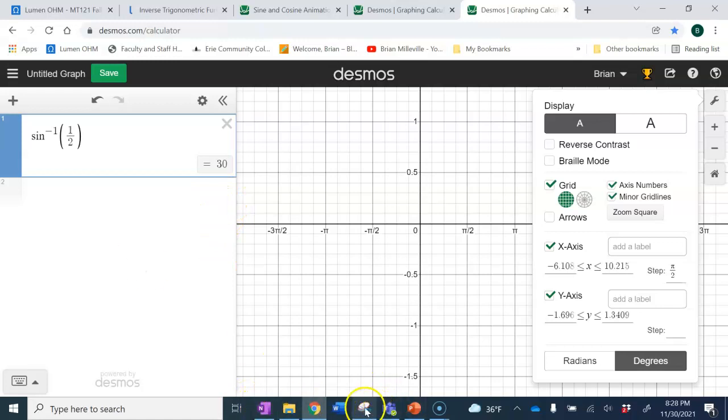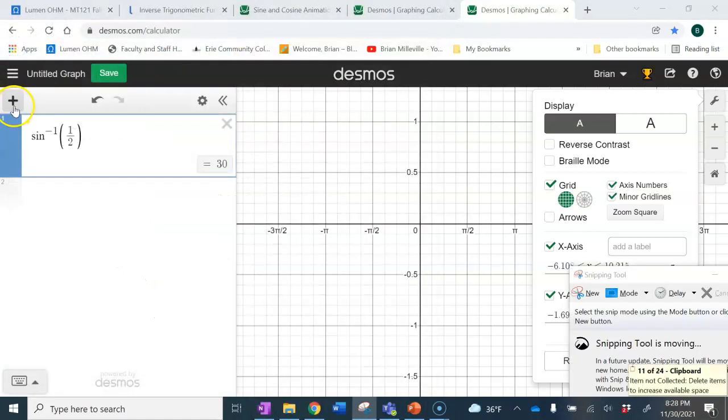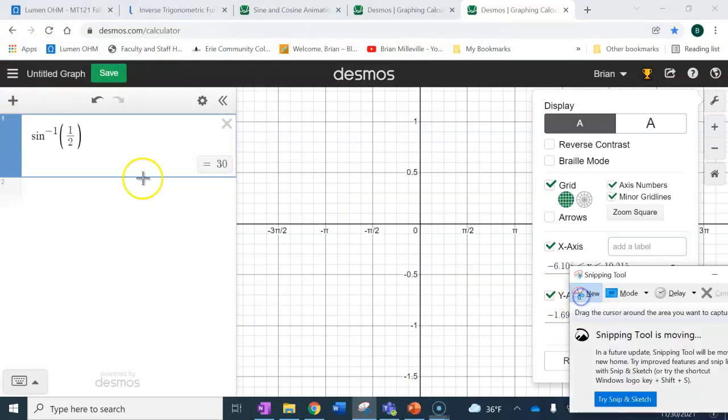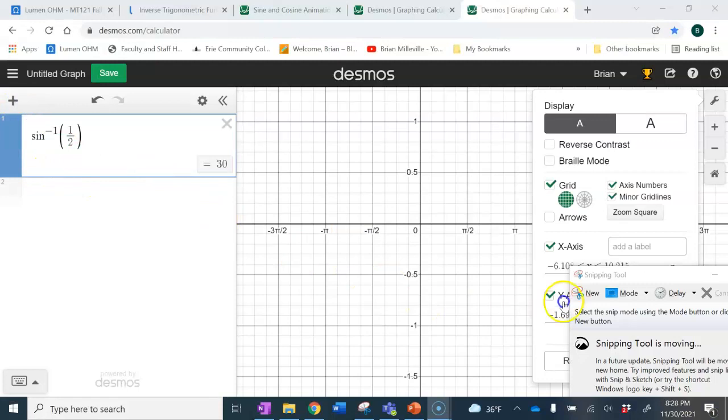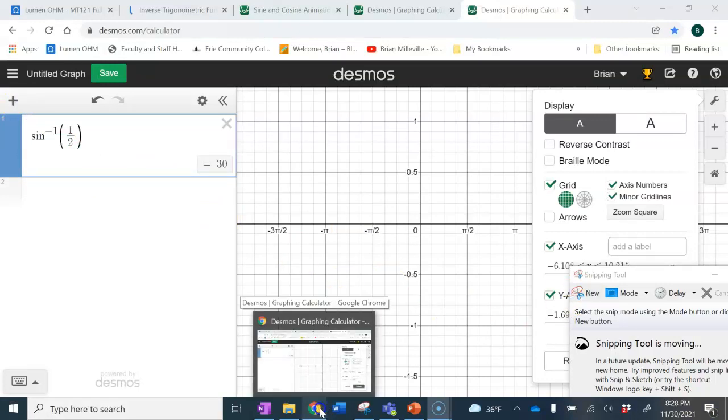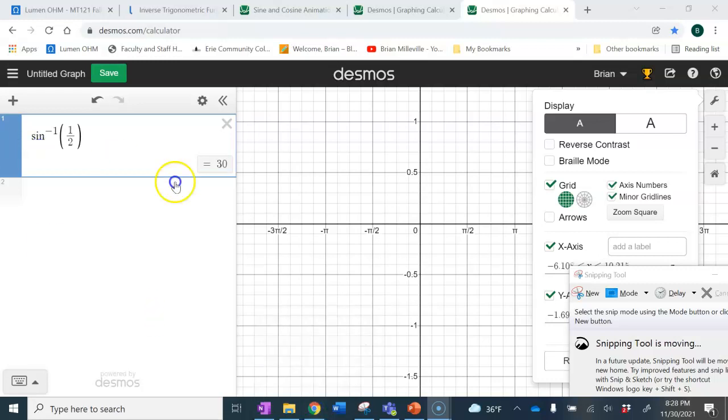So I'm just going to take a snapshot of that, and we'll put that into the notes here. I'll do that after just to save some time. But we see the inverse sine is giving us 30 degrees, which you know is pi over 6 radians.